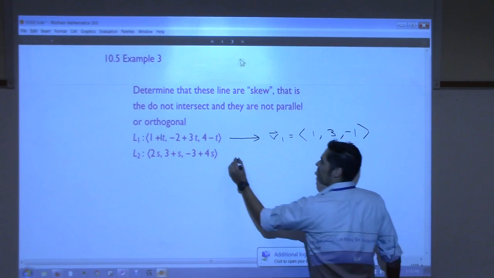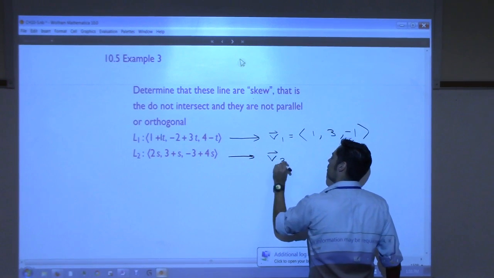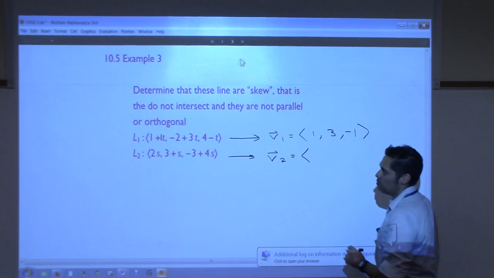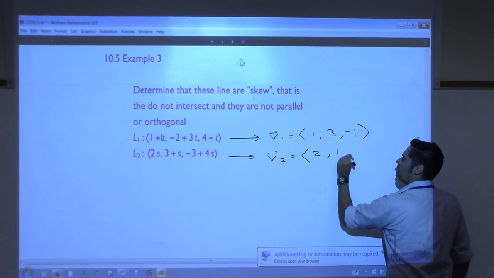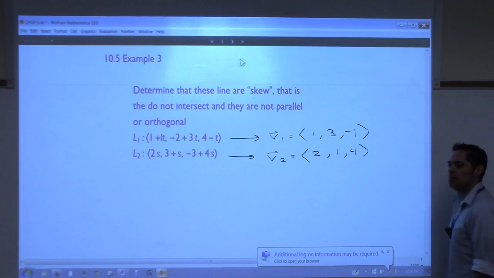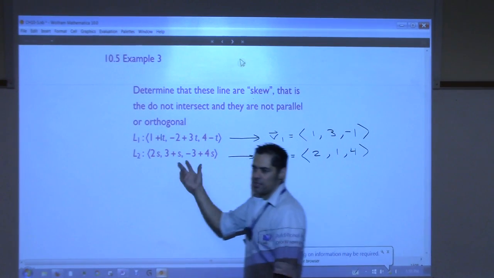How about v2? Hector already gave away the secret. So what's the direction vector for v2? 2, 1, 4. Right? This time it's the coefficients of s, because s is the variable.